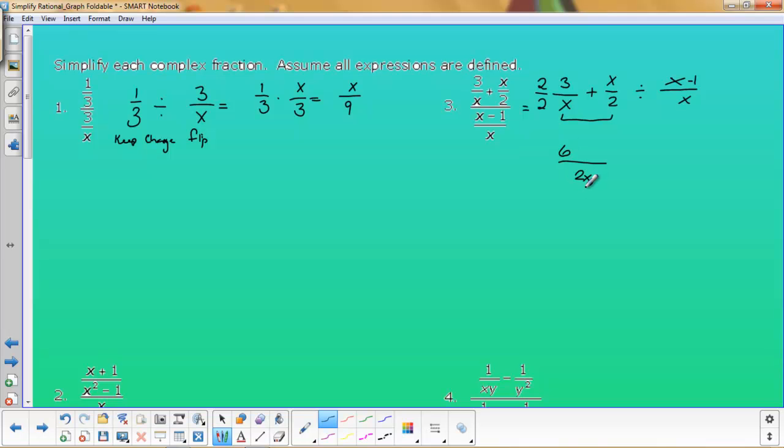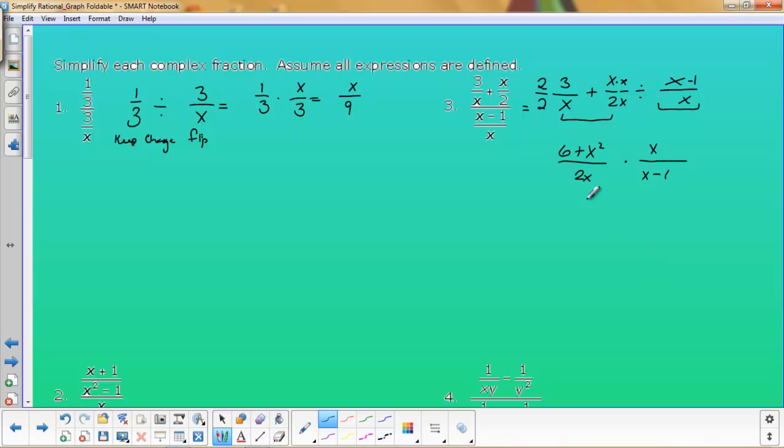So that's going to be 6. The number I need to place on this to make it the common denominator is the x. So I'll go ahead and place that there. So that's going to be plus x squared. Now I'm going to go ahead and keep change flip because this particular fraction does not need a common denominator. So multiply x over x minus 1.